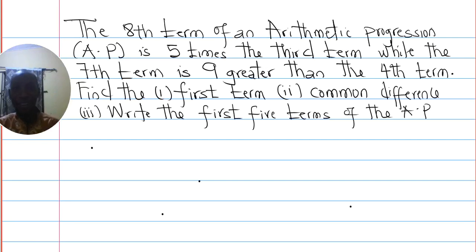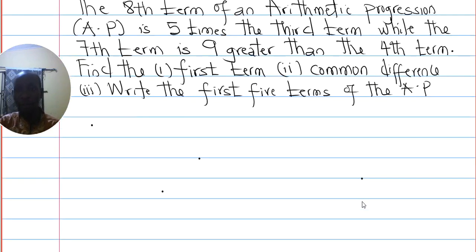So let us look at this arithmetic progression. The 8th term of an AP is 5 times the third term. So to interpret this one, solution: the first thing is, we have the 8th term, T8, which is 5 times the third term. That is this one.